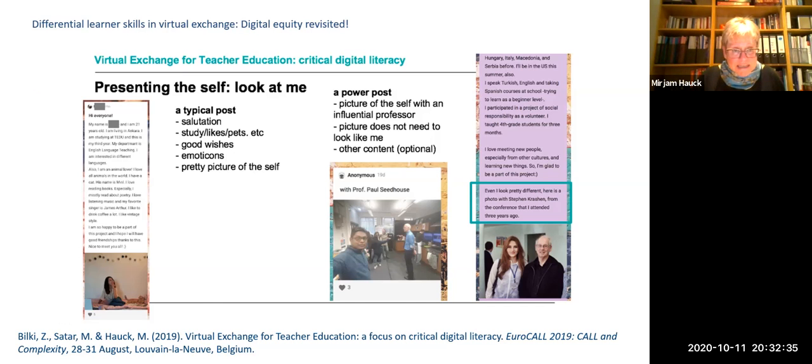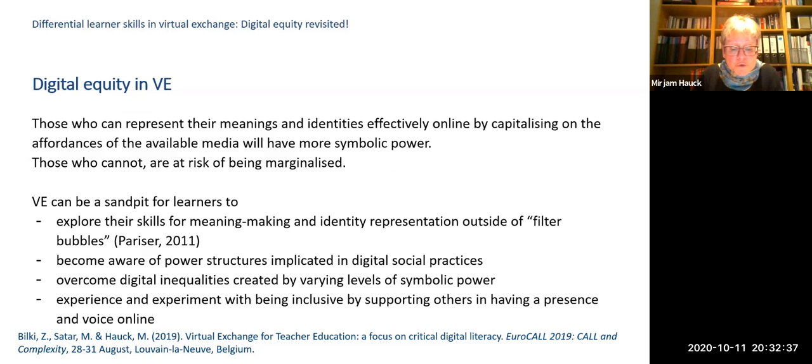And in the same presentation, we drew on Bourdieu's concept of symbolic power, Claire Kramsch's idea of symbolic competence, and Rodney Jones's perspective on critical digital literacy and the operation of power within digital contexts. We argued that those who can represent their meanings and identities effectively online by capitalizing on the affordances of the available media will have more symbolic power, and that those who cannot are at risk of being marginalized.